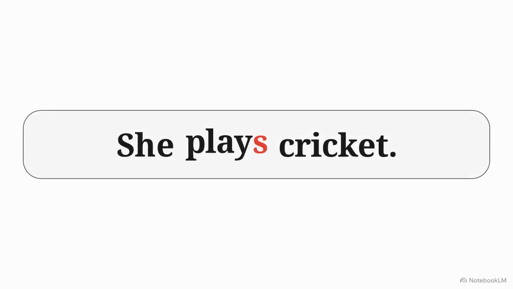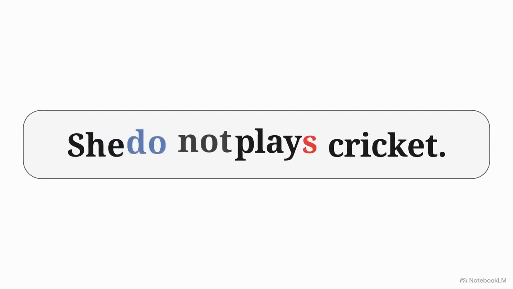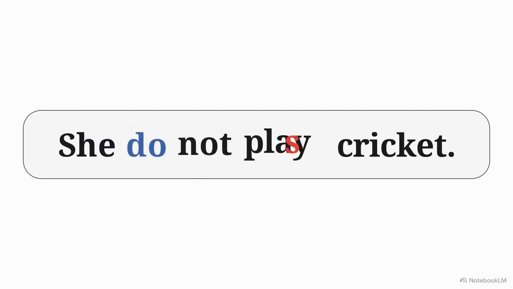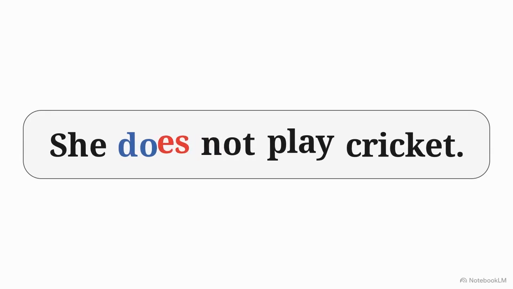Here is a standard positive sentence for a singular subject. She plays cricket. To make this negative, a mechanical shift happens. We bring in do, but that extra s on the main verb travels over and attaches to do, turning it into does. We are left with, she does not play cricket.